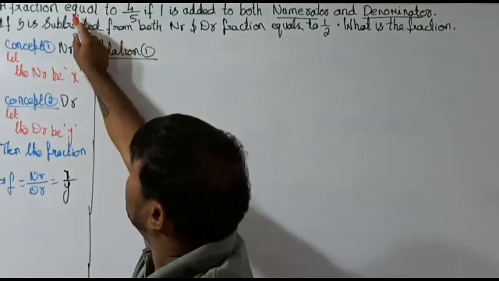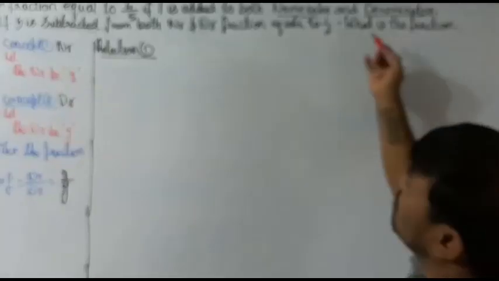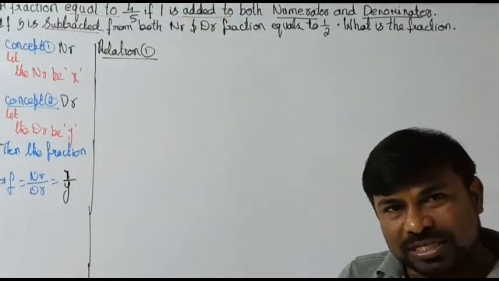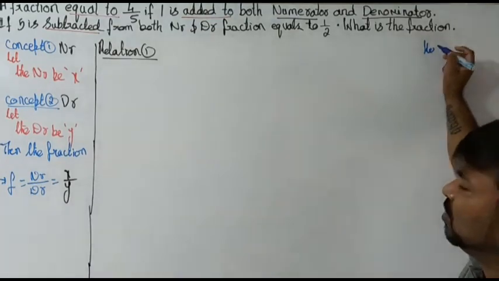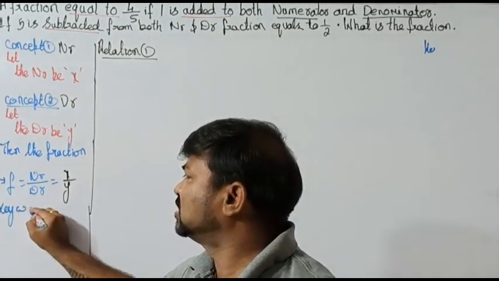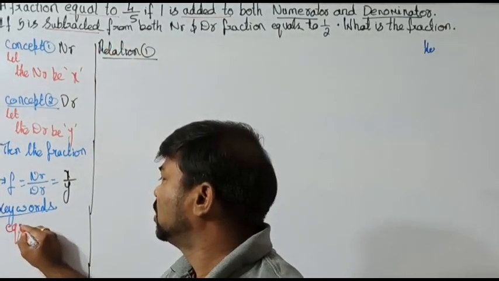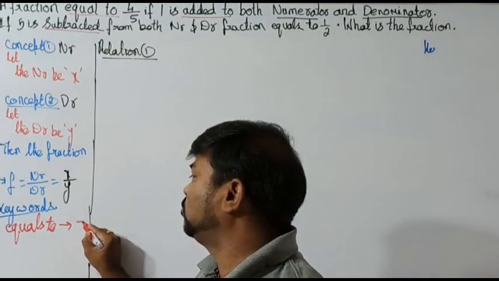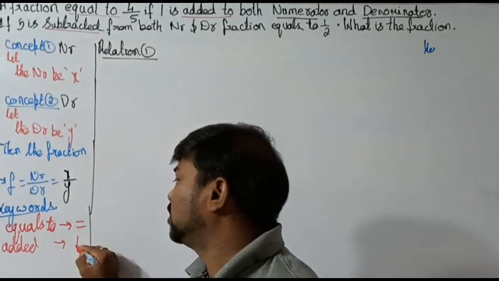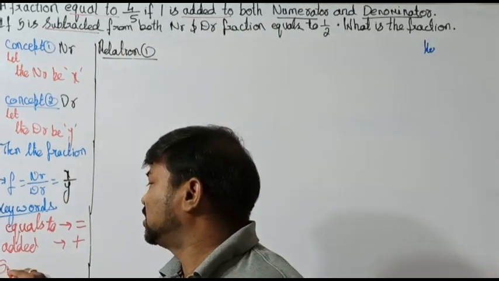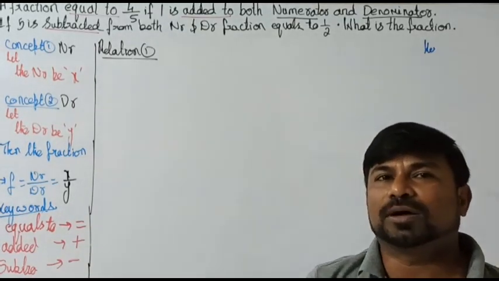So we are stuck with a few words. What is the meaning of equals to? In the same way, what is the meaning of the word subtracted and what is the meaning of the word added? First, before getting into the sum and before knowing the relation between both the variables, we should know what those keywords are. The first one is equals to, which you have to remember means equals. The next one is added. Added is nothing but the plus. And the next one is subtracted. Subtracted is nothing but take away, it's minus. So these are the three keywords which you have to remember whenever we are dealing with the relation.